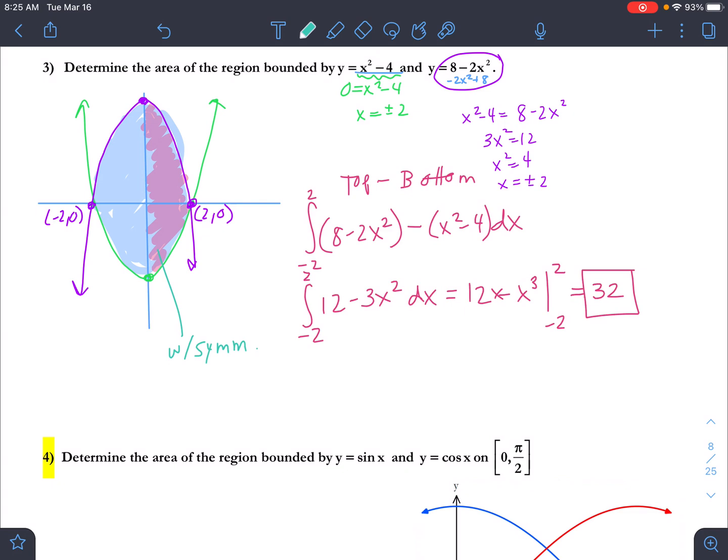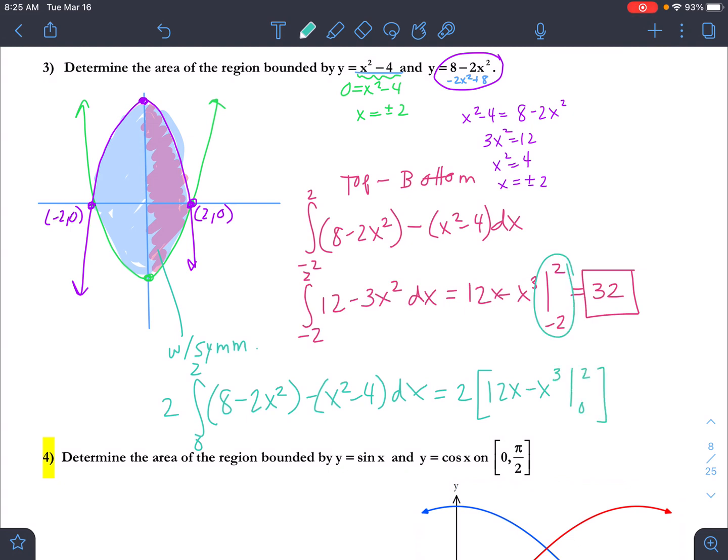You could set this up as from 0 to 2, what's the area, and multiply it by 2. So 2 times, you're still doing top minus bottom, 8 minus 2x squared minus x squared minus 4, dx. Notice you could set it up this way. Why would that be an advantage? Well, it's just kind of nice. You end up with 2 times 12x minus x cubed from 0 to 2.